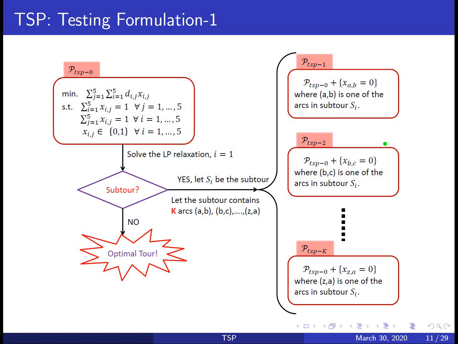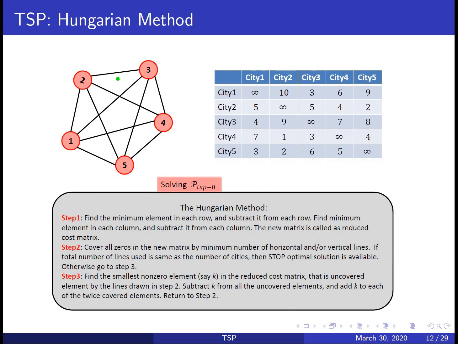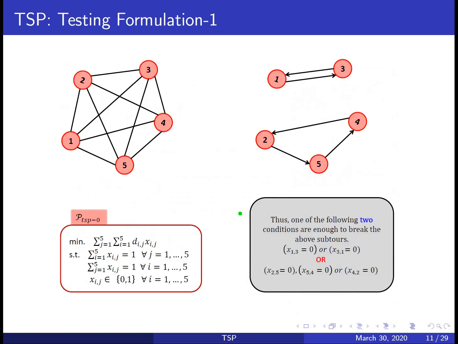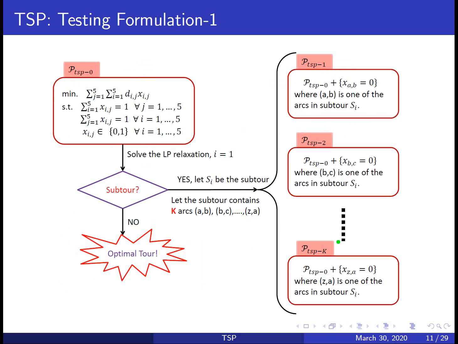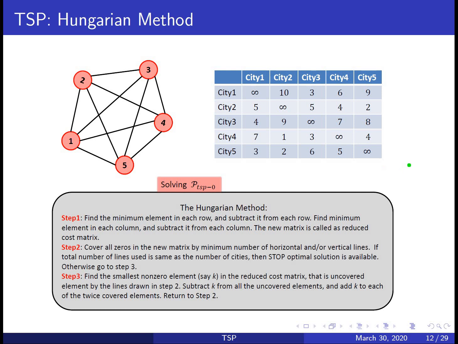Let us take an example and see how this method works. In this example, we have 5 cities, and this is the distance data. First, we are going to learn how to solve the assignment problem using the Hungarian method, and then we will see how to implement this branch and bound algorithm. So how does the Hungarian method work?